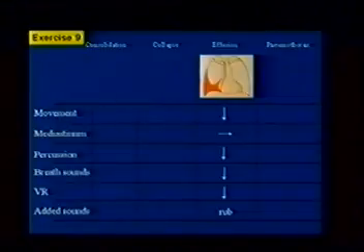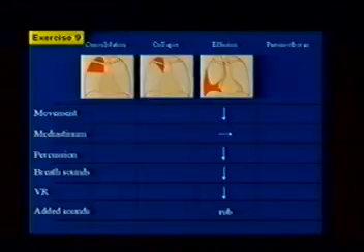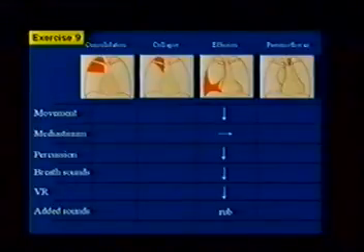So I would like you to compare the combination of these physical signs in consolidation, collapse, and in pneumothorax. This is an exercise for you to do.